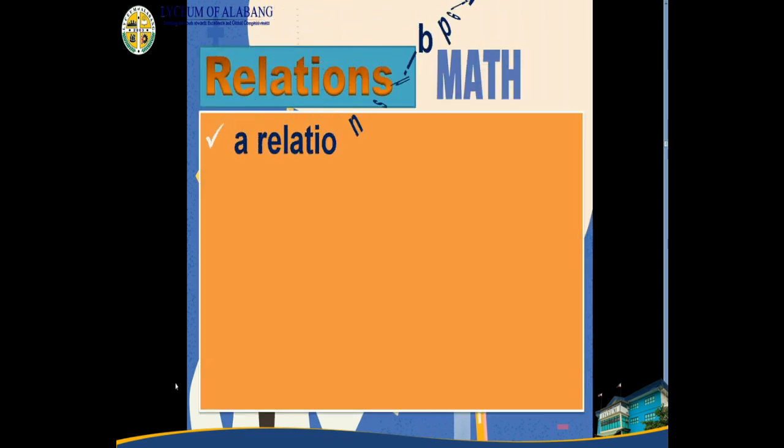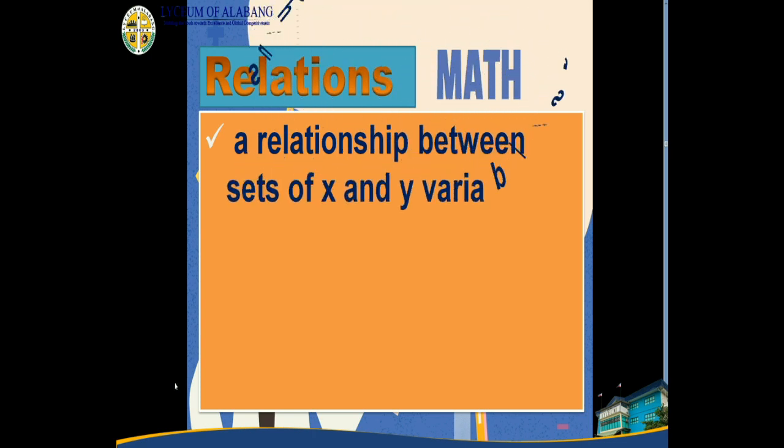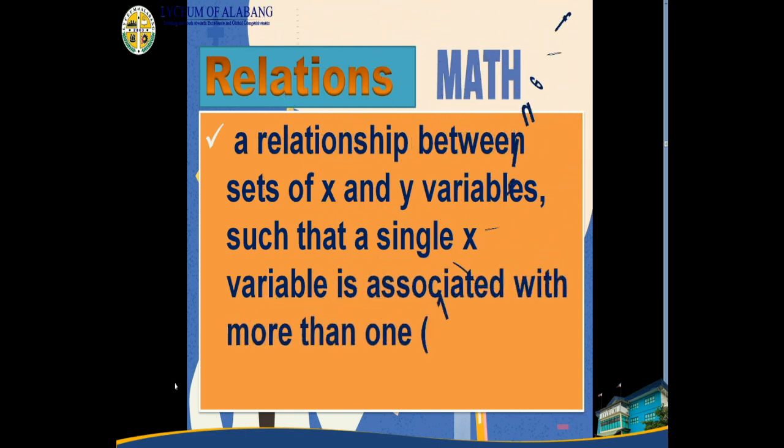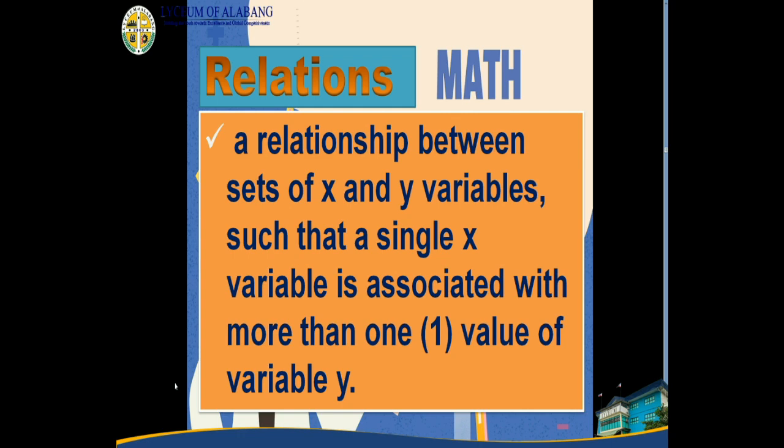Relations. A relationship between sets of x and y variables such that a single x variable is associated with more than one value of variable y. A relation between two sets is a collection of ordered pairs containing one object from each set. If the object x is from the first set and the object y is from the second set, then the objects are said to be related if the ordered pair x and y is in the relation. A relation is any set of ordered pair numbers.